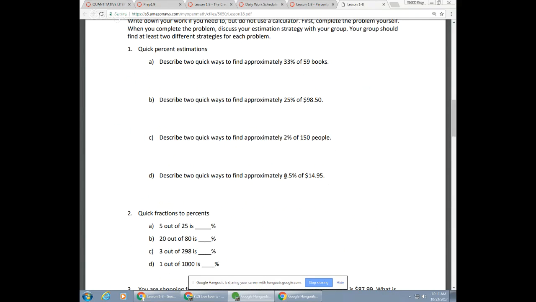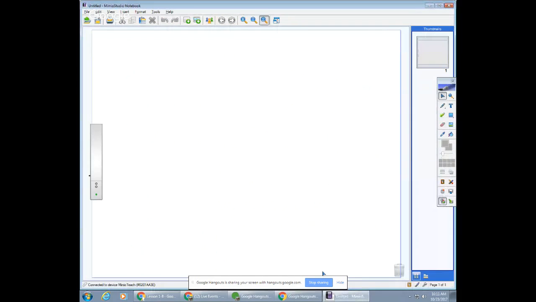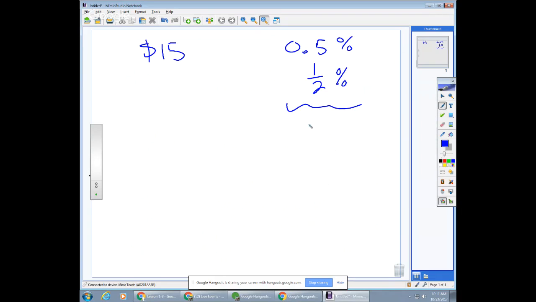So recognizing that's 0.5%, what I would do here is take the $14.95 and just call it 15. So I have about $15 to work with. And instead of thinking about 0.5%, I'm just going to round it up and call it 1% for a minute, because 1% is not too bad to deal with.